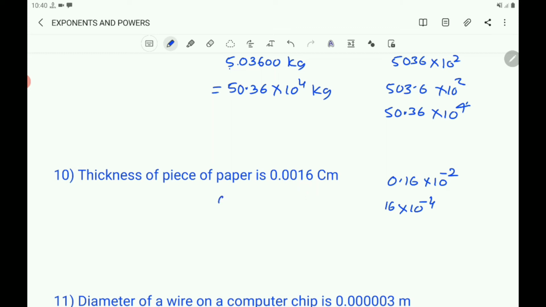So you write 0.0016 cm equals, you can write 16 into 10 to the power of minus 4 cm. Here 1, 2, 3, 4 digits are transferred to the integral part.